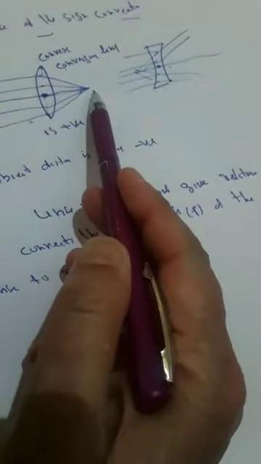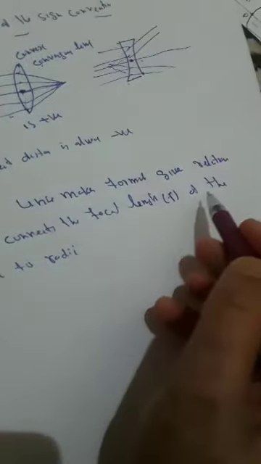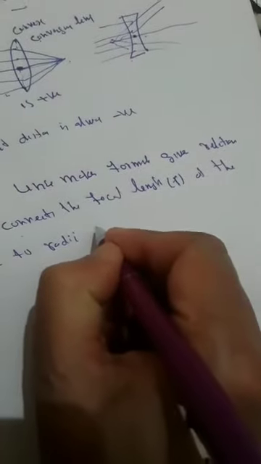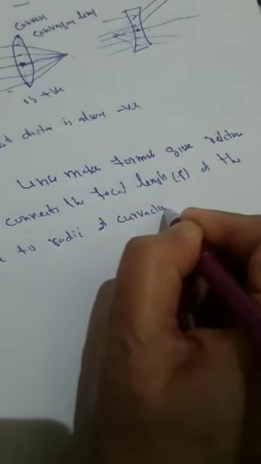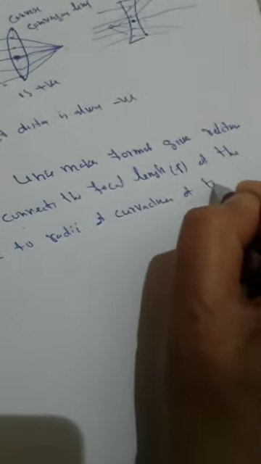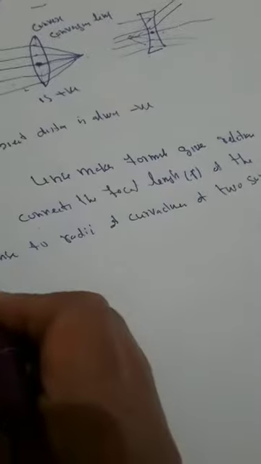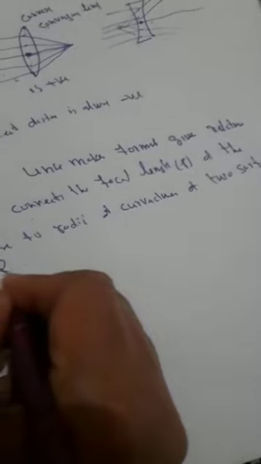to the radii of curvature. I know that it is a convex lens. It has two radii of curvature, the radii of curvature of the two surfaces. That means it connects the focal length of the lens to the radii of curvature. Why am I taking radii? Because it has two radii of curvature of two surfaces, R1 and R2.